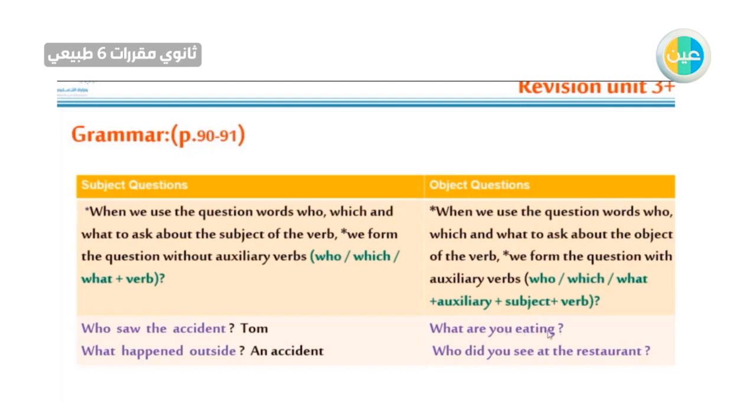What are you eating? You are eating something. So what are you eating? I'm asking about the object, not you, the subject. Who did you see at the restaurant? You saw someone. Let's say you saw a celebrity, okay? So who did you see? Who, then the auxiliary because it's in the past did, then the subject, you, then the verb, okay?